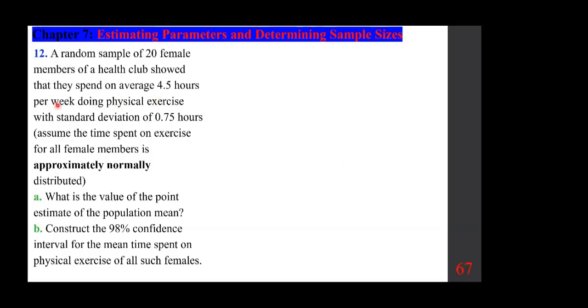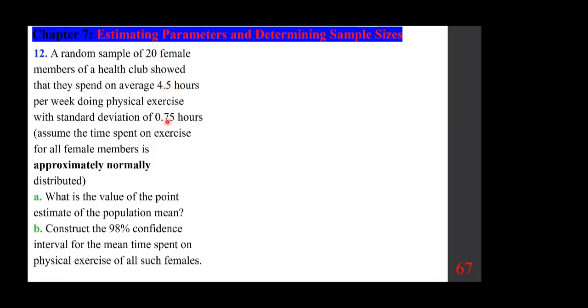A random sample of 20 female members of a health club showed that they spend on average 4.5 hours per week doing physical exercise with standard deviation of 0.75 hours. And we're going to assume normality, normal approximation. So before even we move on, what is given? N is 20. Now, pay attention to this. When it says average 4.5 hours, is it X bar or is it mu? If it pertains to all, it becomes mu, but it pertains only to those 20, so therefore it's X bar.